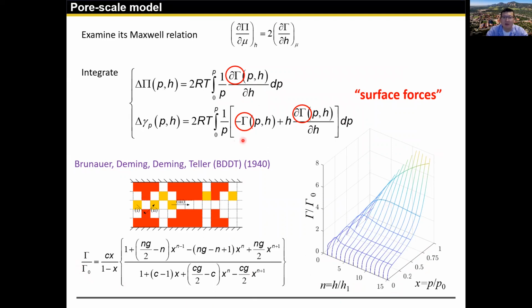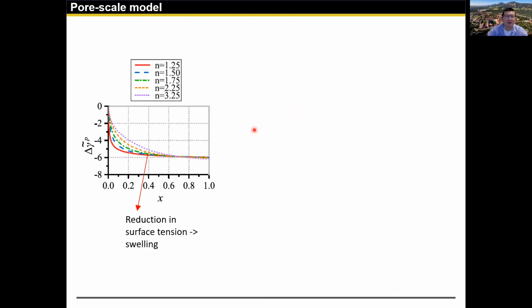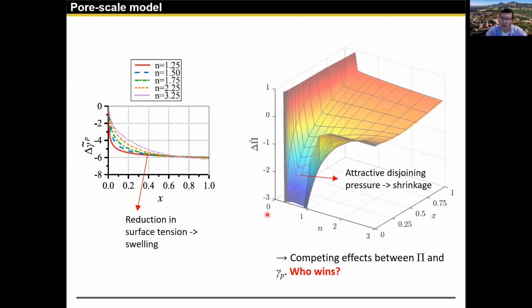So plug this equation back here and do the integration numerically. You can plot the surface forces, such as surface tension, as a function of pore pressure. There's no surprise here: it's a monotonically decreasing trend, corresponding to the swelling as explained in Bangham theory. But look at the disjoining pressure. You can find that this term could be both positive or negative, corresponding to repulsion and attraction. Especially, the attractive disjoining pressure happens at low pressure levels and for small pores.